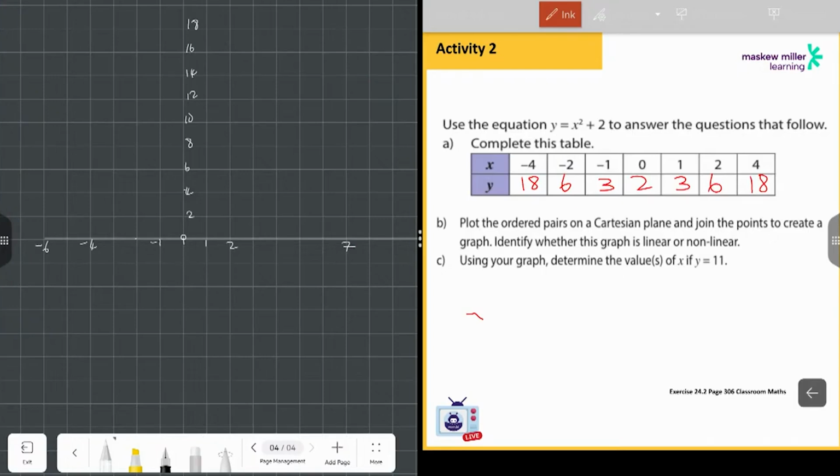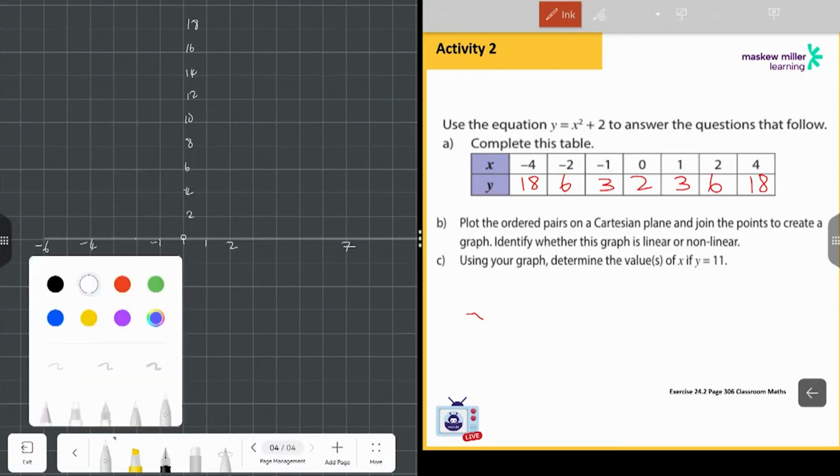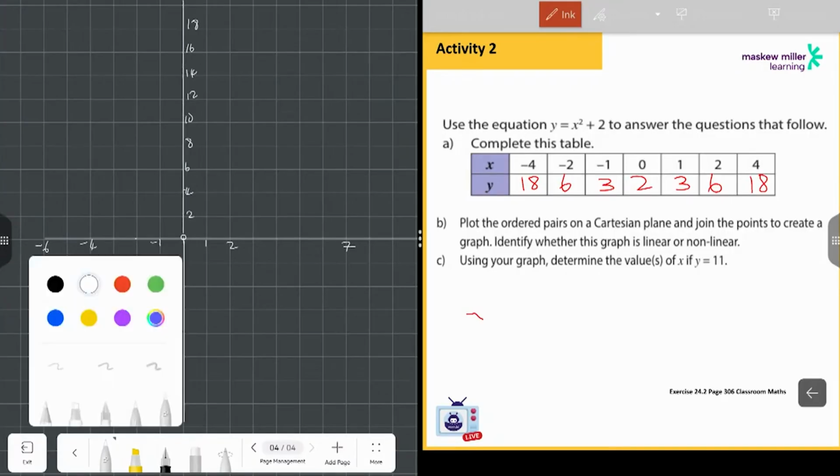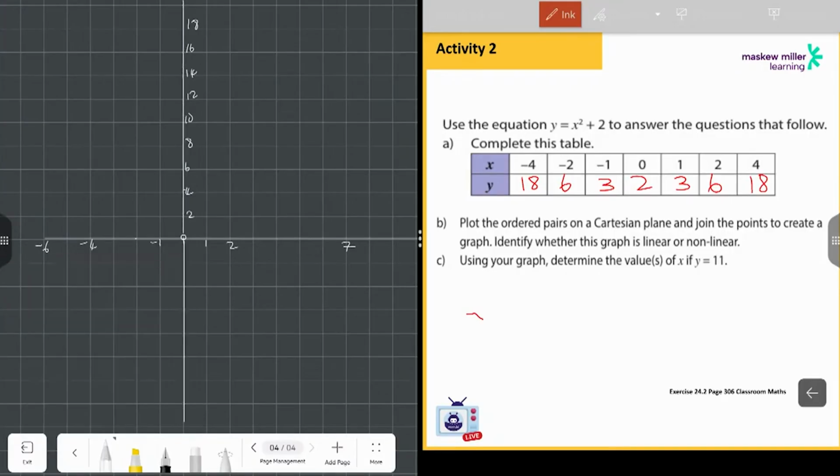So let me just do this. I need a line going down there to show my axis, and I need a line going down there to show my axis. There we go. Right? And very important, remember here, I need to label my x, and here I need to label my y. So let us plot the first point, or the first 3 points.